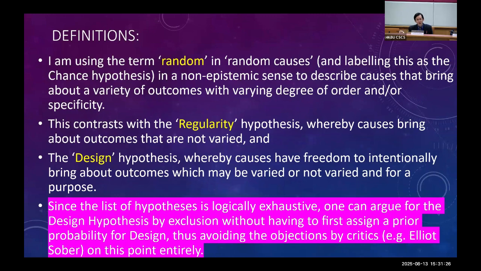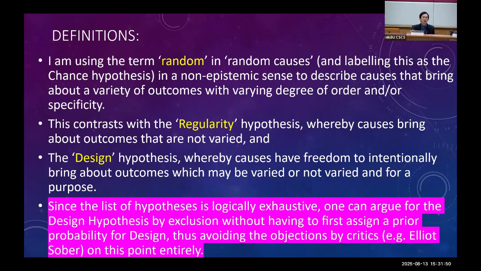We don't have any good reason to think that there's no God, or that even if there's God, he wouldn't design the universe. So there's no good reason to think that the prior probability for design is low. On the other hand, we have very good reason to think that all the alternatives are very improbable, and so by exclusion, by elimination, we can conclude that it's by design.